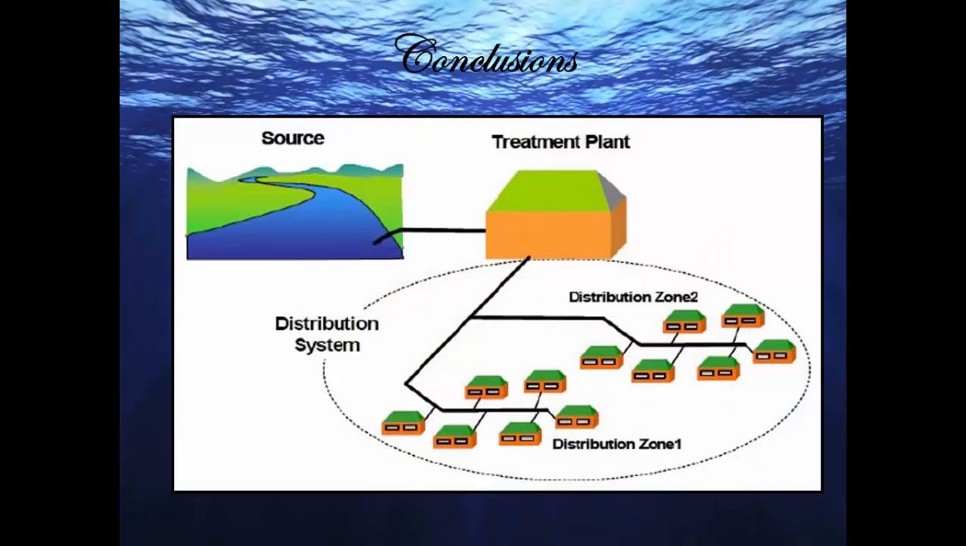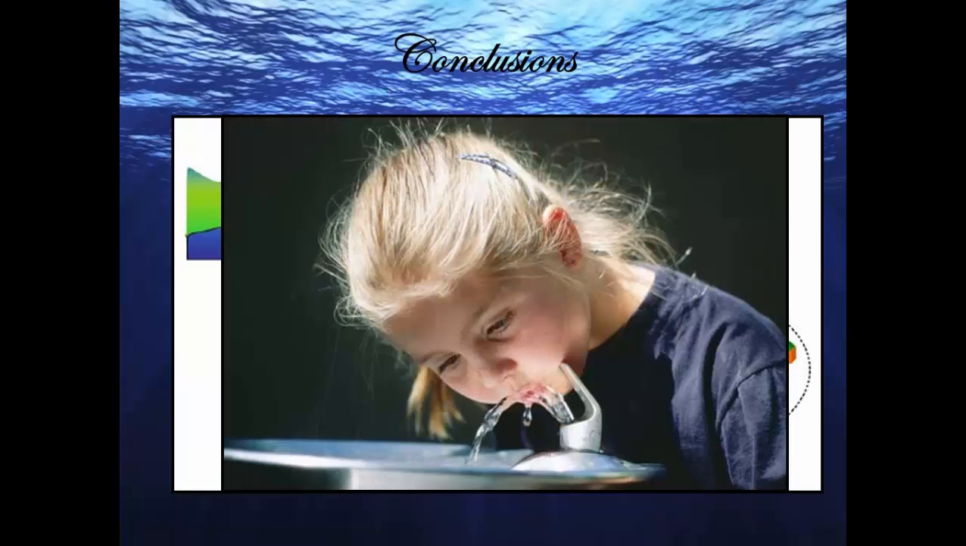In conclusion, we can say that the water is taken from a source. After that, it is carried to a treatment plant, and in this plant it is disinfected and then distributed to our houses, monitored for hazards in zones, and the result is that we can drink water from the pipes.